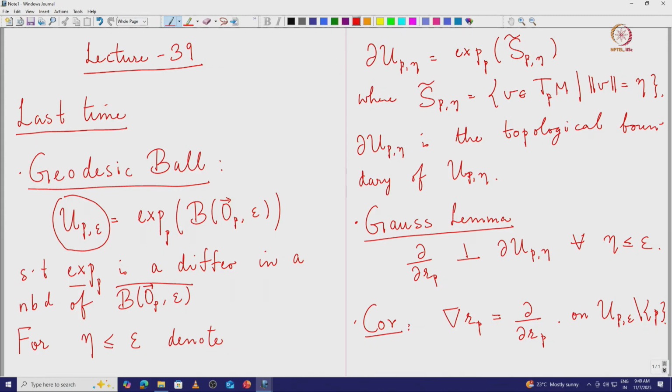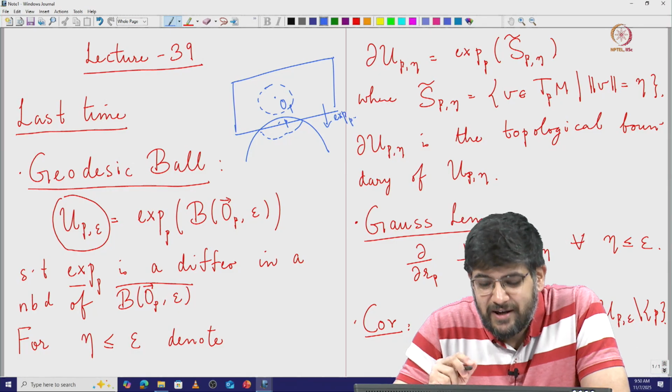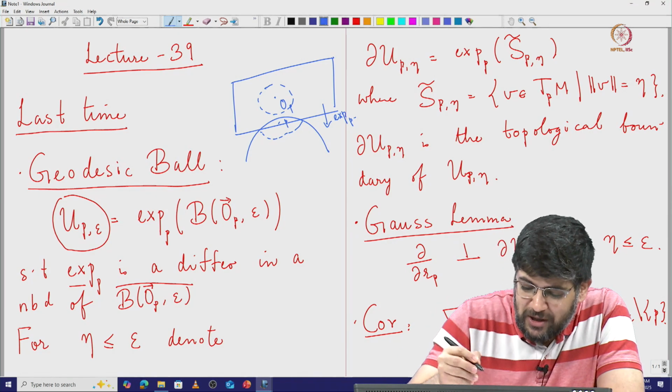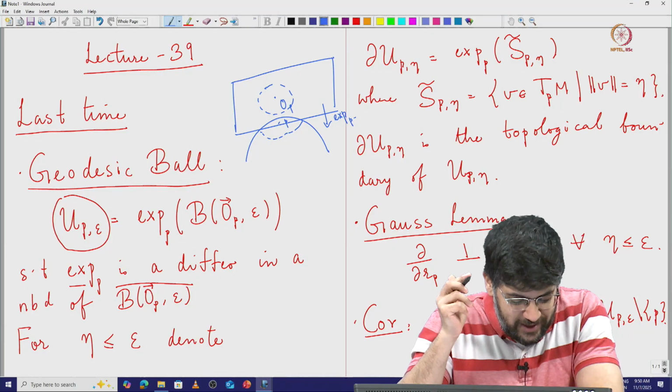So the picture is as follows. You have your M, you have your origin here, you take this ball of radius epsilon, this is P, and you project that down by the exponential map to some neighbourhood of P, and this epsilon is chosen so that the closure of this ball is contained in a neighbourhood in which the exponential map is a diffeomorphism, right.